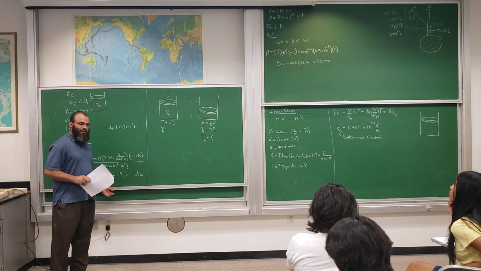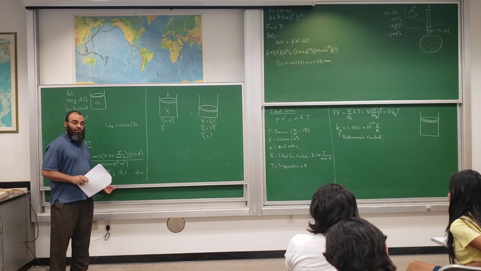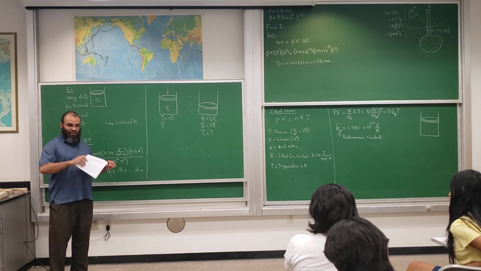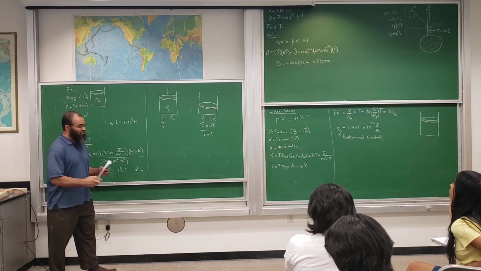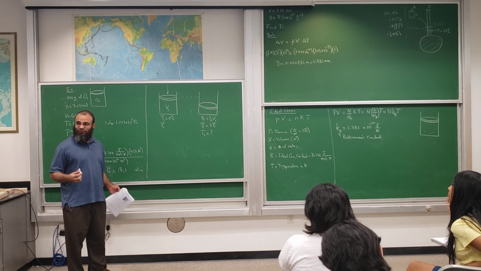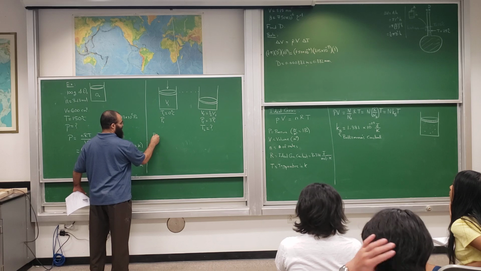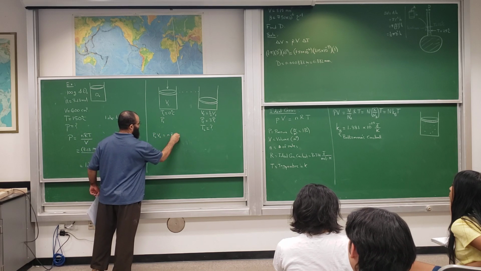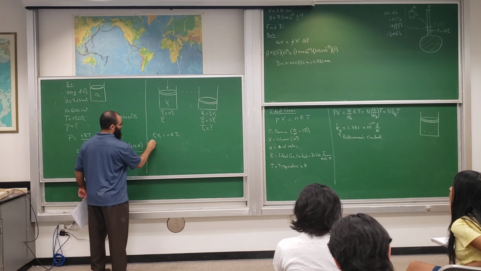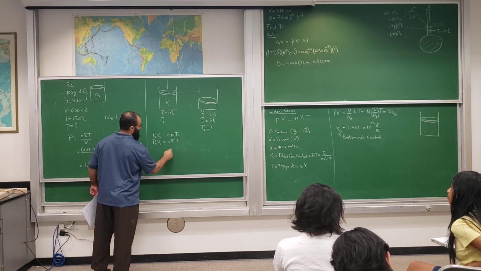Would you divide them by each other to cancel out the things that you don't need? Good. I write the ideal gas law and divide the equations? Yeah. That's my favorite way of doing these problems. So write the ideal gas law twice. I will start with the second one. P2 V2 equals nR T2, and P1 V1 equals nR T1.